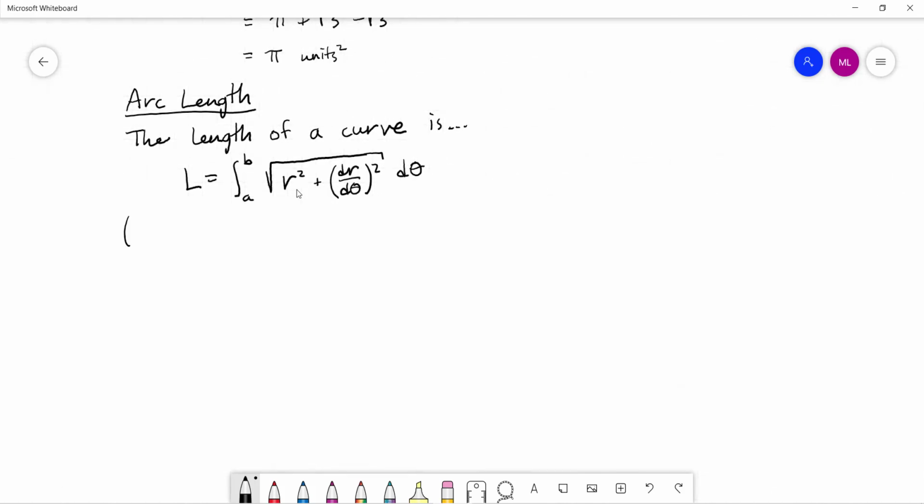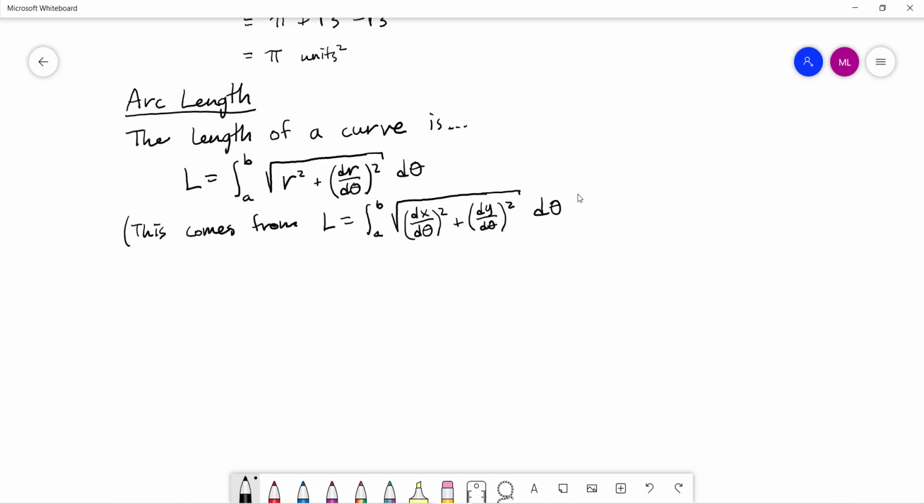And essentially, this comes from doing our parametric version, where we had, if you'll remember, dx dt, or in this case dx d theta squared plus dy d theta squared, d theta. So this is the formula. Let me just flesh this out fully so we can actually see where this goes. So this is our old equation. So this was our parametric form.